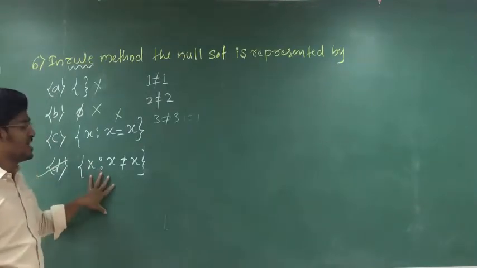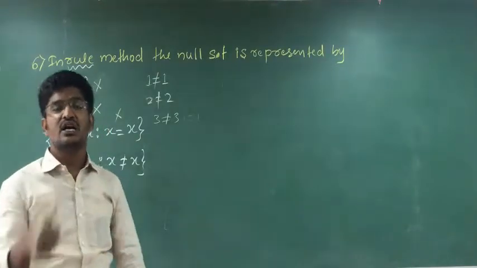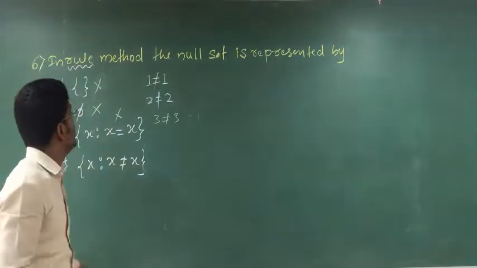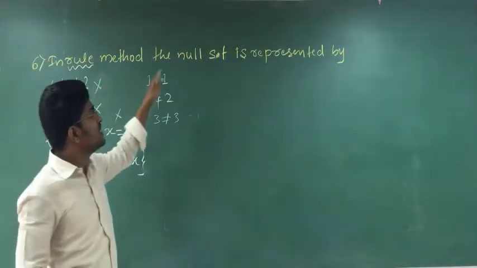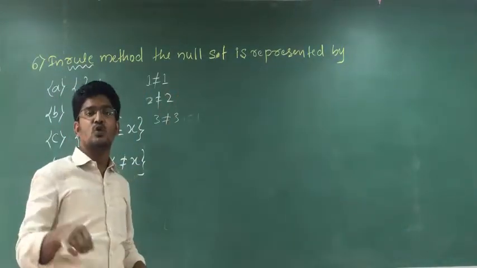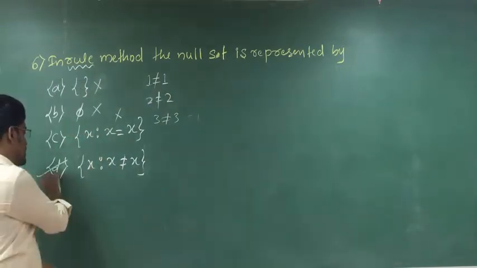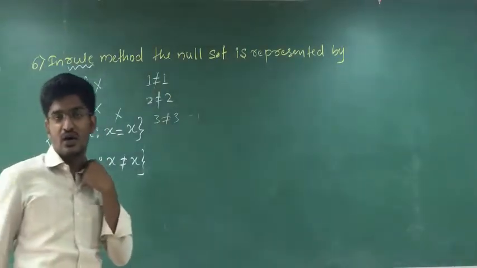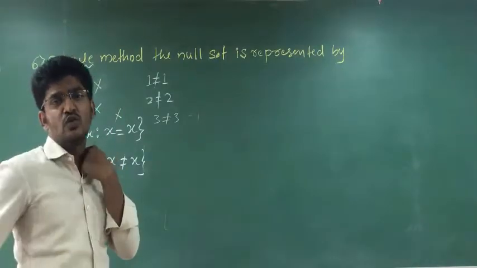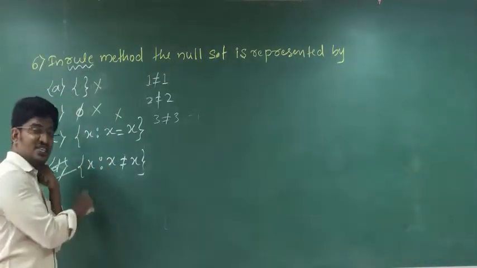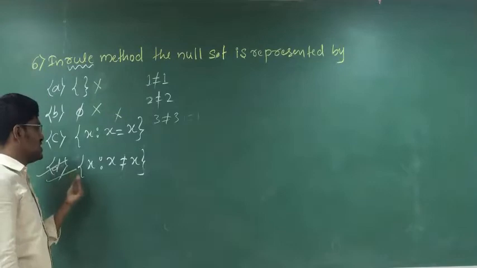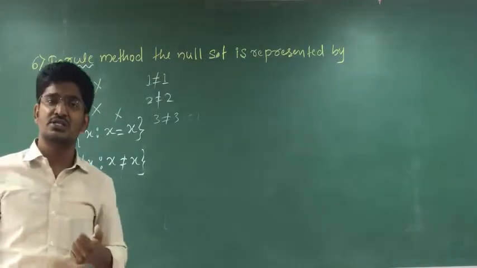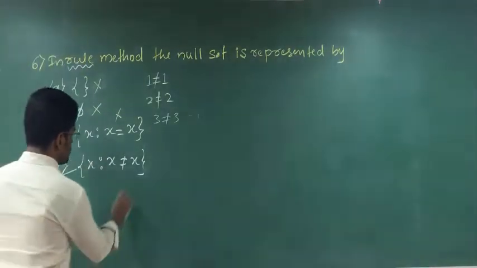Clear? So for that reason, option D is the correct answer. In rule method, the null set is represented. This is one thing. So like that you can write any rule. But in these four options, this is one example. Like this you can write many examples. Clear? I will write one more.